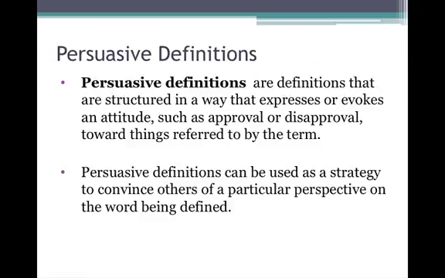The next type of definition we're going to look at is a persuasive definition. Persuasive definitions are definitions that are structured in a way that expresses or evokes an attitude such as approval or disapproval toward things referred to by the term. Persuasive definitions can be used as a strategy to convince others of a particular perspective on the word being defined.